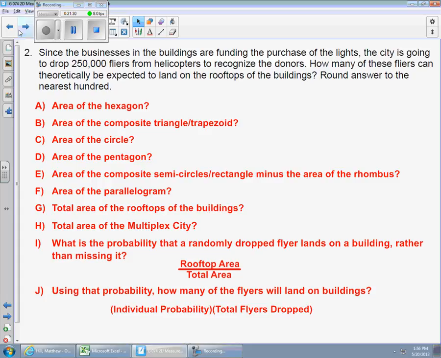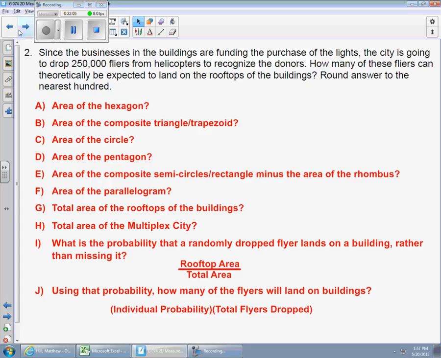I, what is the probability that a randomly dropped flyer lands on a building rather than missing it? Well, probability is just a ratio. What goes in the numerator of the ratio? Whatever it is you're trying to get to happen, whatever you're observing, whatever you're studying, whatever you want, that goes in the numerator, and in the denominator goes what is possible. So they're asking what is the probability that a flyer lands on the rooftop, so that is what is under investigation. Landing on the rooftop, that's your total rooftop area. And of course, the total area of the shopping center is your denominator.